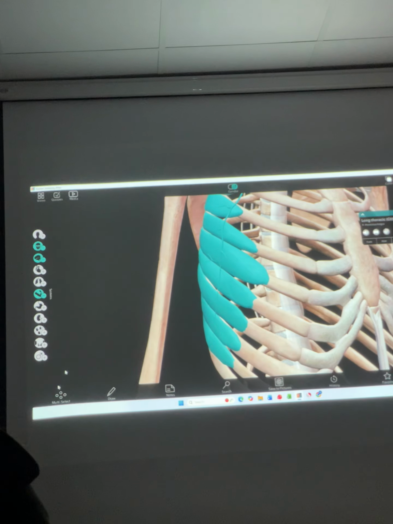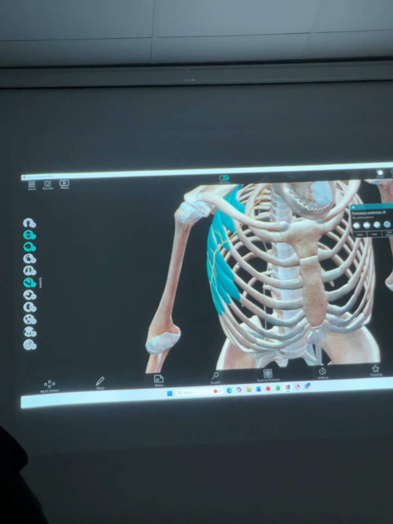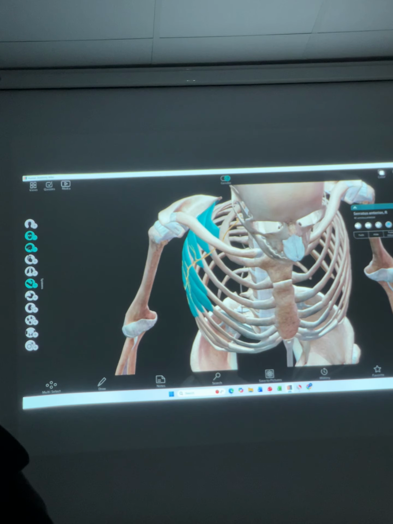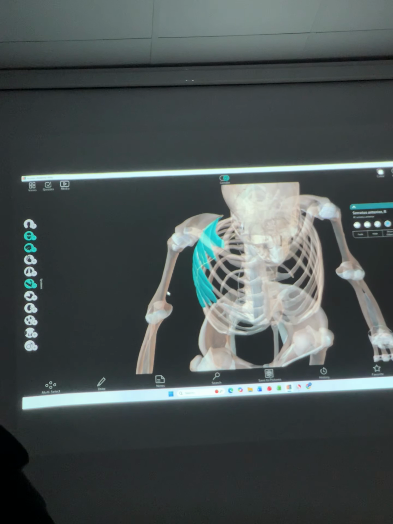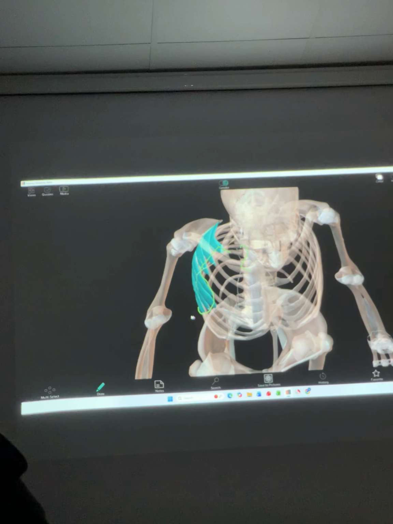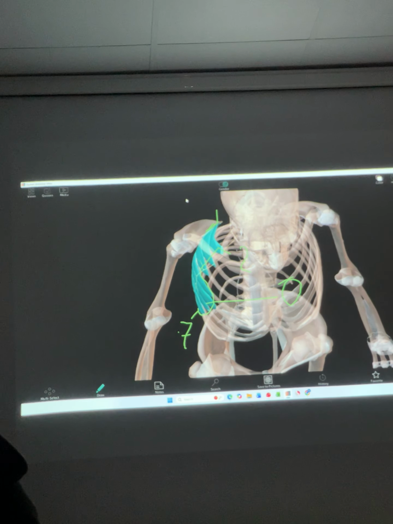Okay, you see this one, right? I have another question. What's the function of the serratus anterior? Okay. Let's say serratus anterior is starting from the ribs, from the second rib until the level of the seventh rib. This is the origin. Insertion is located inside of the scapula.